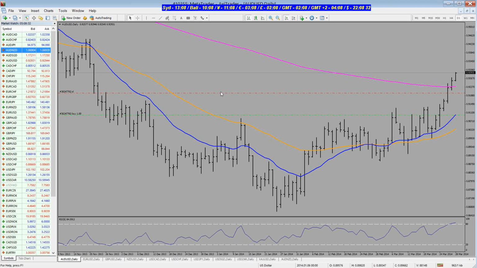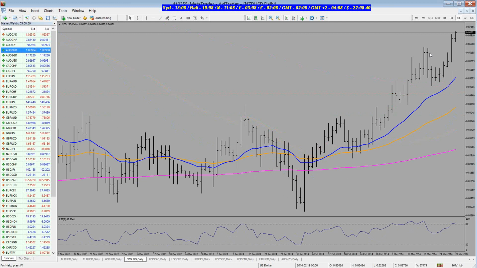Aussie dollar, yep. Kiwi is giving us divergence at last. Kiwi is giving us divergence, but no sign of sellers. We do have a lower RSI than this move here, but just no sign of stopping that.